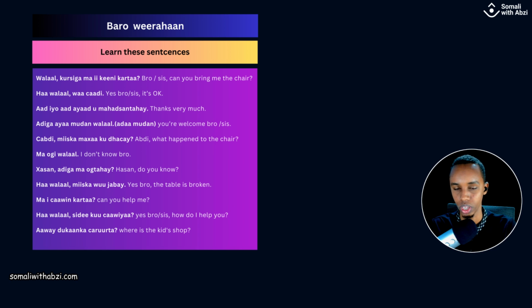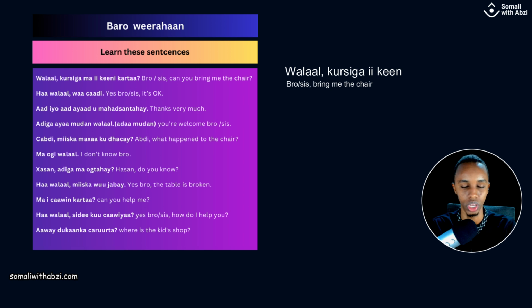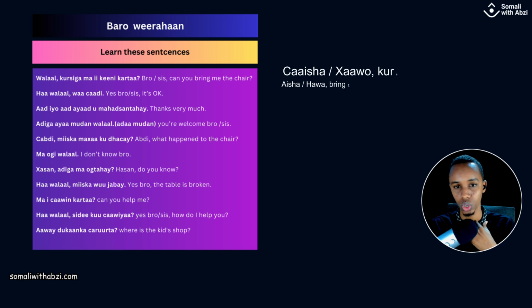Ha walaal, waa caadi. So this question you can also ask, as a Somali, in a more proper or useful way, without a question. You can just order them. Instead of asking the question as walaal kursiga ma ii keeni kartaa, you can go with ordering or commanding in Somali. Instead of walaal, you can go with a name, or just walaal: walaal kursiga ken, walaal kursiga ii ken. Or a name: Aisha kursiga ken, Hawa kursiga ken, something like that. That's very useful in Somali.